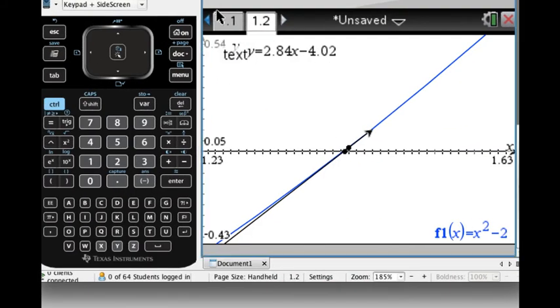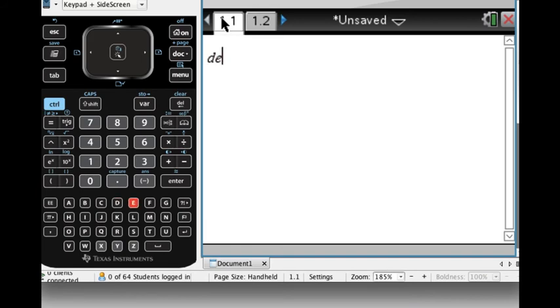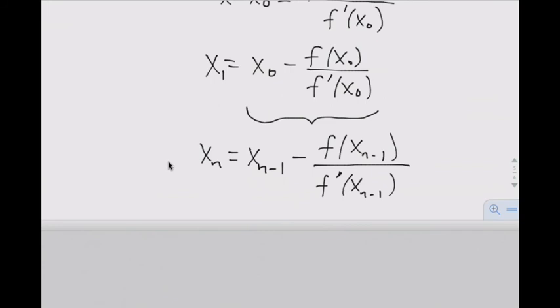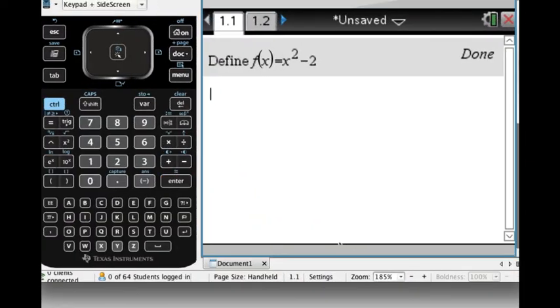So I'm going to go over here, and I'm going to define my function. I'm going to call it f of x. And in this case, I was doing x squared minus 2. That's the one I was trying to find the root for, because the root of that is the square root of 2. And now, if I wanted to continue repeating, I would like to define a function that looks like this. Okay, and I'm going to call it Newton's method. I'm going to call it NM for Newton's method.